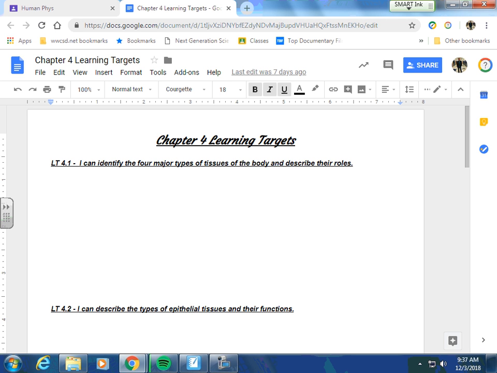So this is what's going to be on your test tomorrow. Chapter 4 test. It's going to be all broken up by learning targets. It's going to be a lot of multiple choice, some matching, and I can't say exactly how many questions, and I can't say that I'm not going to put any short answer or fill-ins on there. You need to know your stuff.